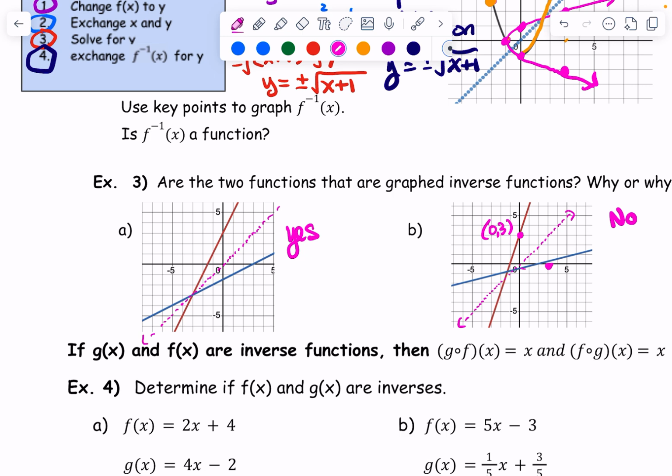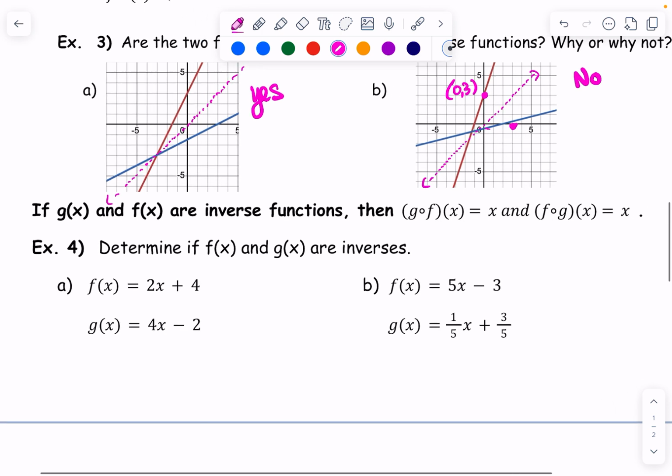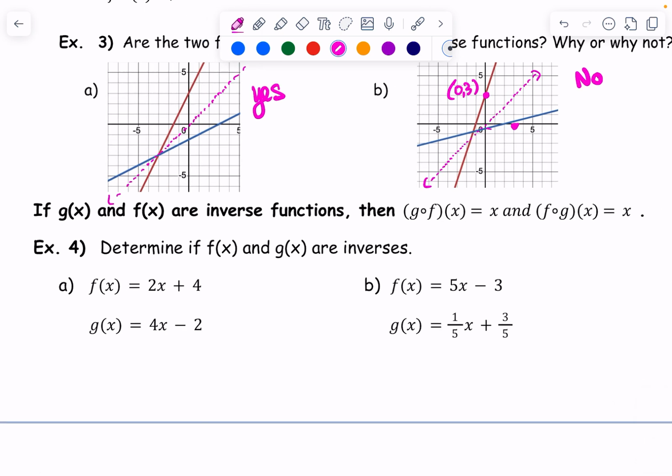I hope so. Okay, so, all right. So now what we're going to do is find out if they're inverse functions without graphing them and without finding the inverse, right?